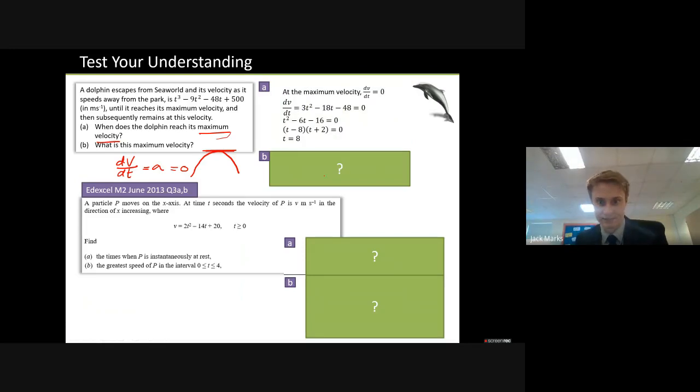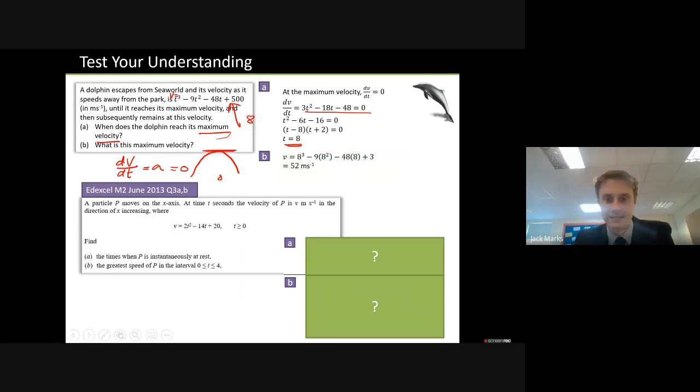So we differentiate to get this one. The dolphin, its velocity as it... Yeah, we differentiate velocity with respect to time, and we get this one here, and we solve, and we get 8 seconds. So this maximum velocity is happening at 8 seconds. When does it happen? It happens at 8 seconds. What is it? Well, you've got to put the 8 seconds back into the v equals equation up here. You have to substitute it back in on your calculator.